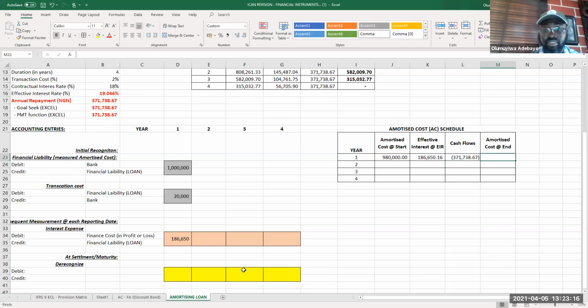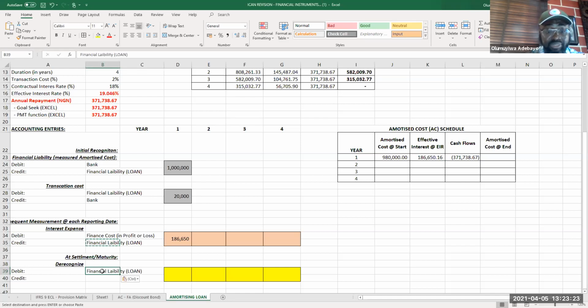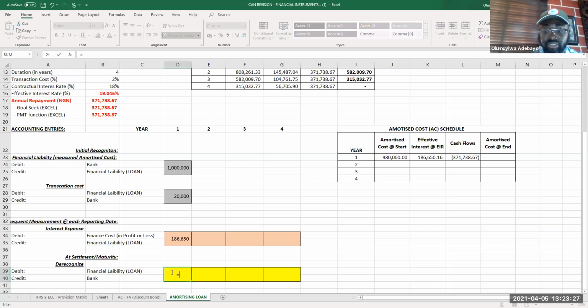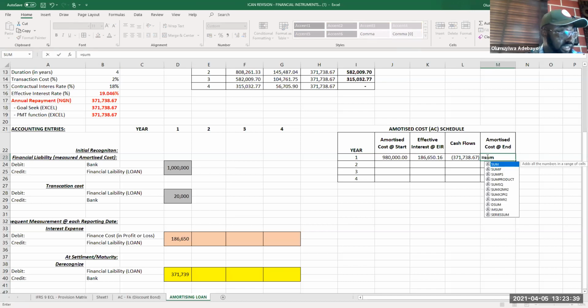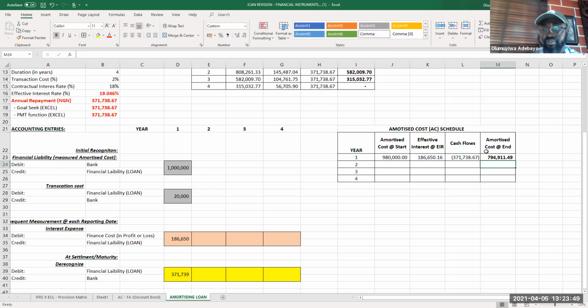This, which is at the point of payment, I debit my liability because it's reducing in amount, and I credit my mode of payment. My bank balance is reducing by how much? By the amount I'm expected to pay, which is a portion of principal and interest. And at the end of the day, when I sum everything together, it gives me my amortized cost balance at the end.